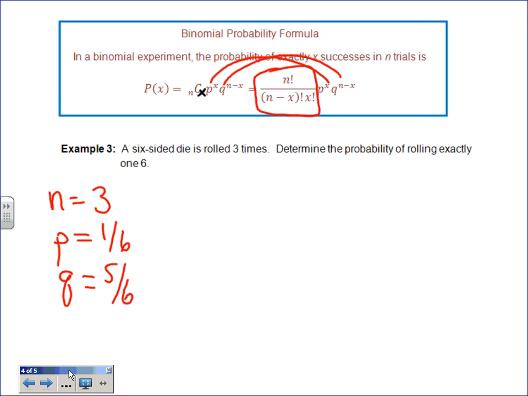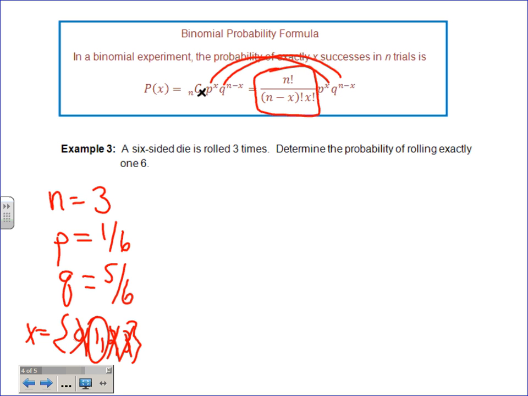Now, if we were doing the old one, x could have equaled, wow, that's horrible, 0, 1, 2, or 3. That's how many successes I could have had, right? But are we concerned about the 0? Is that what I want here? No. Do I want 2 of them? Do I want 3 of them? No, I want exactly 1. So I don't care about the others, I care about this one. So that's what x is in this problem. That's the only one I'm concerned about.